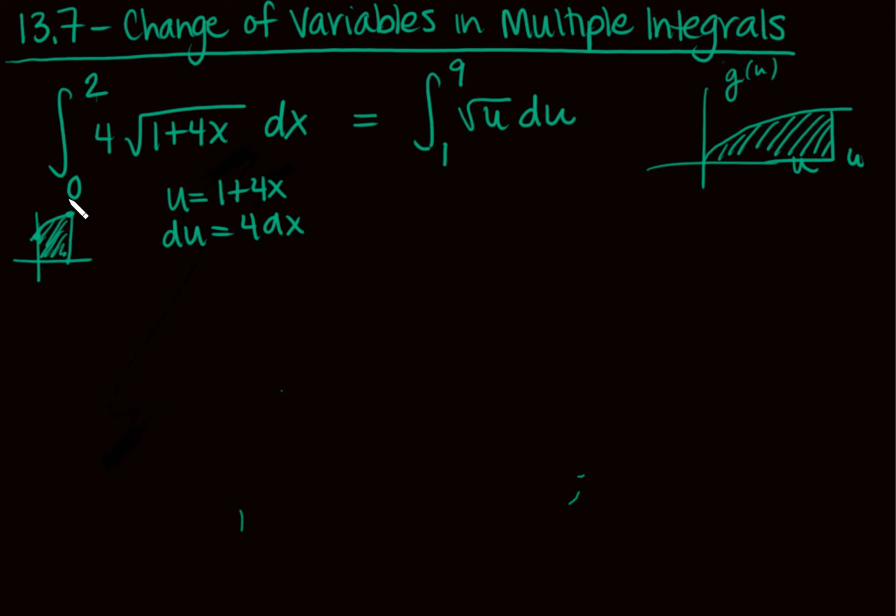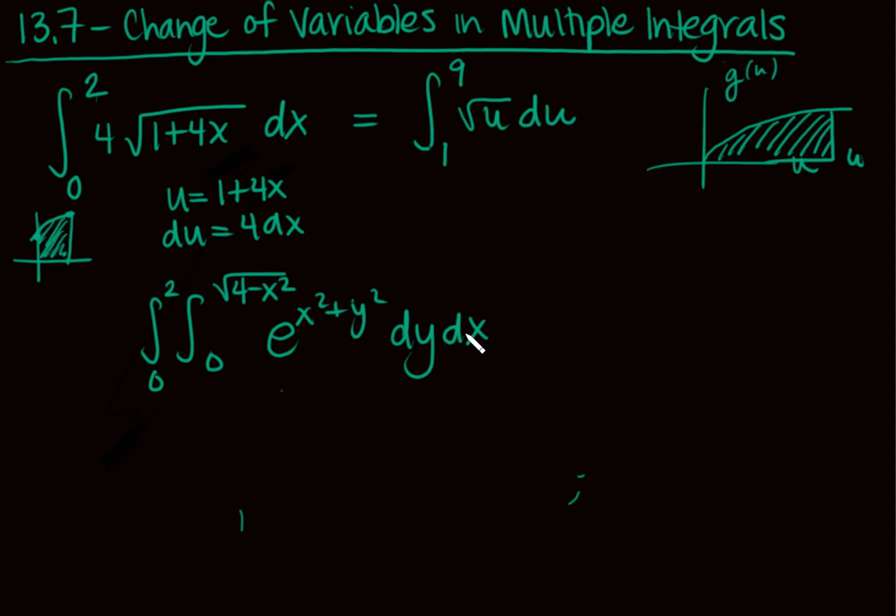Okay, you've already seen we've done change of variables. For example, if we had the integral from 0 to 2, 0 to square root of 4 minus x squared, e to the x squared plus y squared. So we've actually already done this. We just haven't defined it the way we're going to define it today. So if I switch this into polar coordinates, that'd be e to the r squared, r dr d theta.